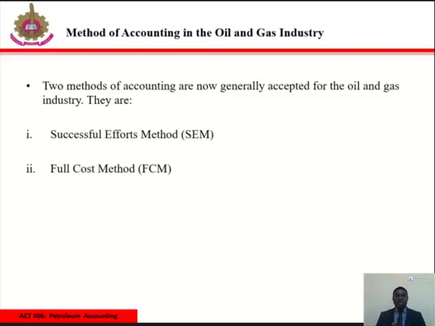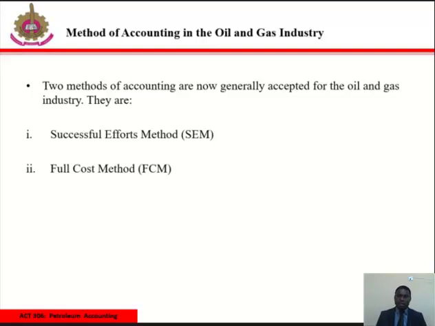Now, what is the successful effort method? This is the method where all exploration costs, namely acquisition cost, cost of geological and geophysical surveys, cost of dry holes, etc., are charged to expenses, while those that led to discovery of reserves are capitalized. So it gives due cognizance to the accounting concept of conservatism and prudence.